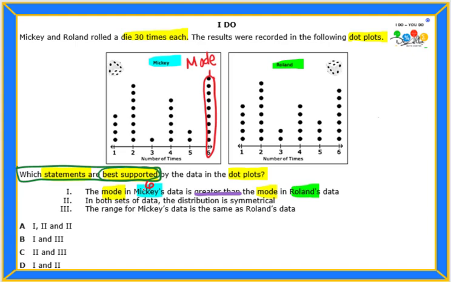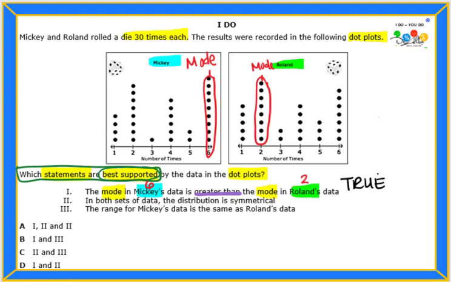And now I'm going to do the same thing on Roland's dot plot. So the highest dot is right here on 2. So the number that he got the most was 2. And so that's the mode for Roland. And now if we compare it, the mode 6 is greater than 2. Is 6 greater than 2? Yes, it is. So this is true.